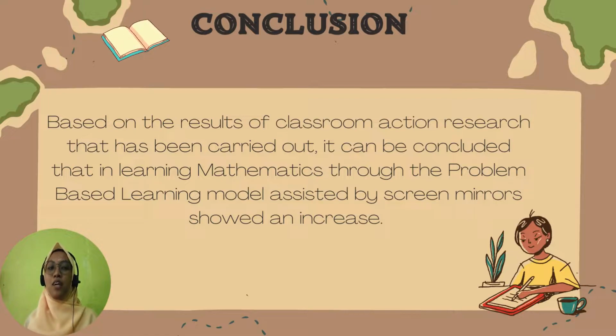Based on the result of classroom action research that has been carried out, it can be concluded that learning mathematics through the problem-based learning model assisted by screen mirror saw an increase. This can be seen from the increase of the average in learning outcomes in the first cycle of 63.17 with a sufficient category. The second cycle is 73.73 with good category, while the achievement of completeness in the first cycle is 52% and the second cycle is 86%.